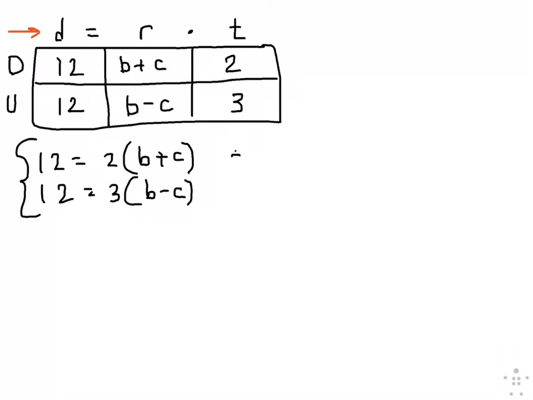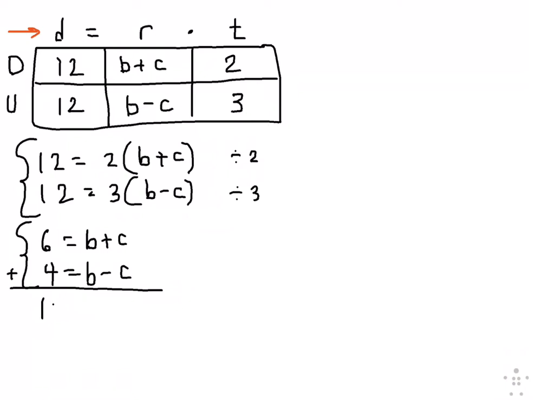So I'm going to divide both sides of the top equation by 2. So I get 6 equals B plus C, and then I'm going to divide both sides of the bottom equation by 3, so I get 4 equals B minus C. And the system of equations, elimination is going to work well, right? So 6 plus 4 is 10, B plus B is 2B, and the C's cancel out. So I get 5 equals B, so B equals 5.